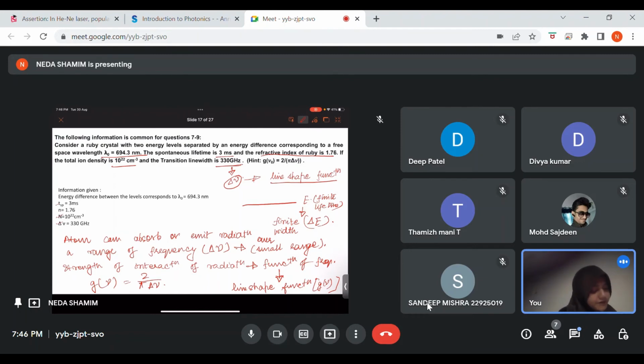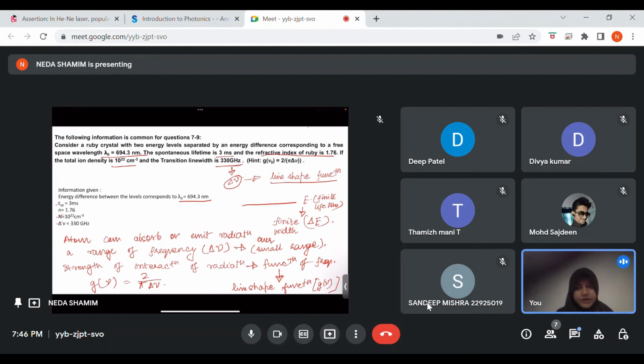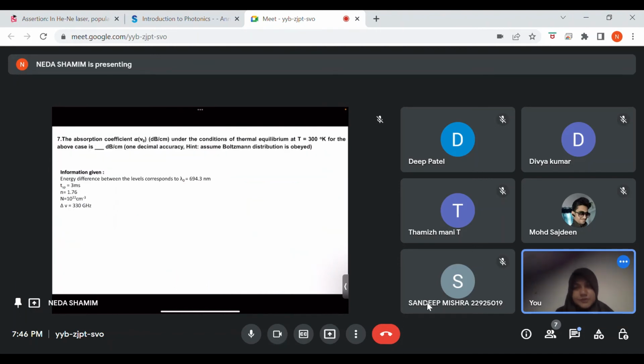And also I have been given the energy difference between the levels in terms of wavelength. So from the wavelength we can find the energy in joules or electron volts. Okay, so what is the question? I have to find the absorption coefficient, that is alpha of nu zero, under the conditions of thermal equilibrium.